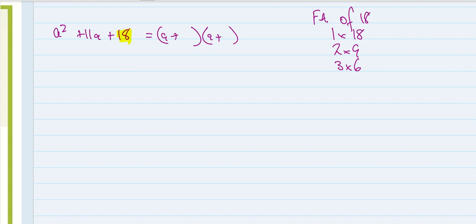So it can't be 1 times 18 because they add to give 19. It'll have to be this one, won't it? Just check, 6 plus 3 equals 9, and that's not the 11. So it's got to be 2 times 9, 2 and 9. So when we've expanded this, that's the expanded form there, and the factorised form is when it's in brackets.